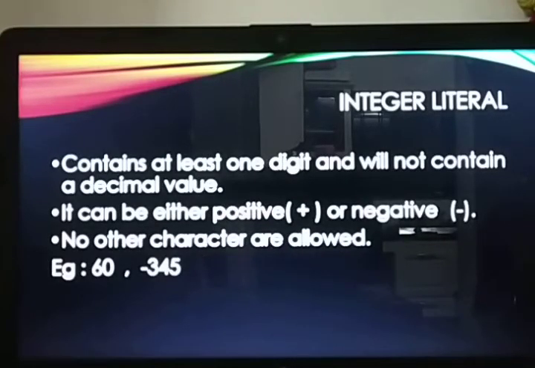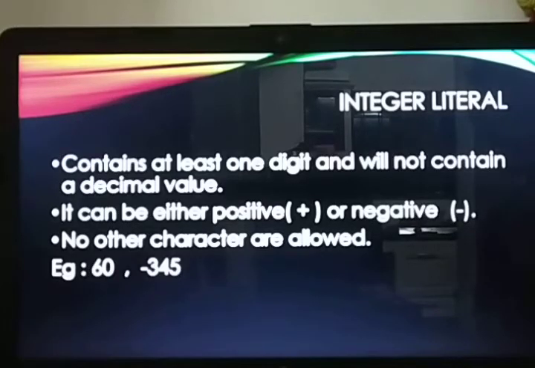Integer literals are numbers which consist of at least one digit and there does not exist a decimal point. It can be a positive or a negative number. It may have a sign. A number without a sign is considered a positive integer literal, which does not change its value during program execution. And one more rule: no other characters except digits can be considered an integer literal.